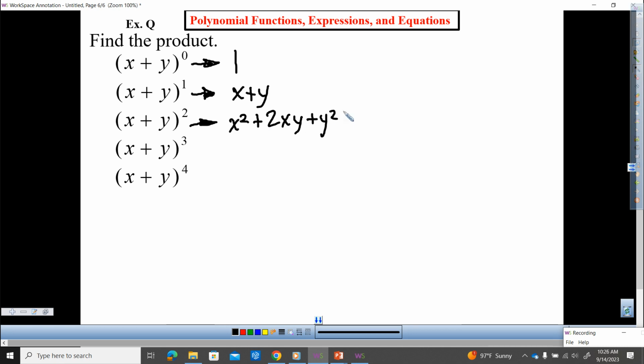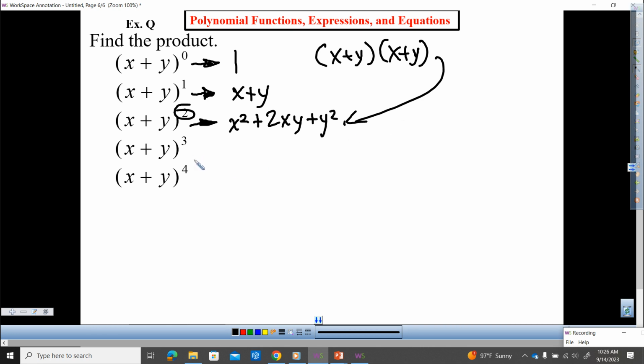How did I get this, though? Well, this is to multiply it how many times? X plus y times x plus y. If I use the distributive property, vertical multiplication, or area model, guess what that's going to give me? That. Everybody following? All right.